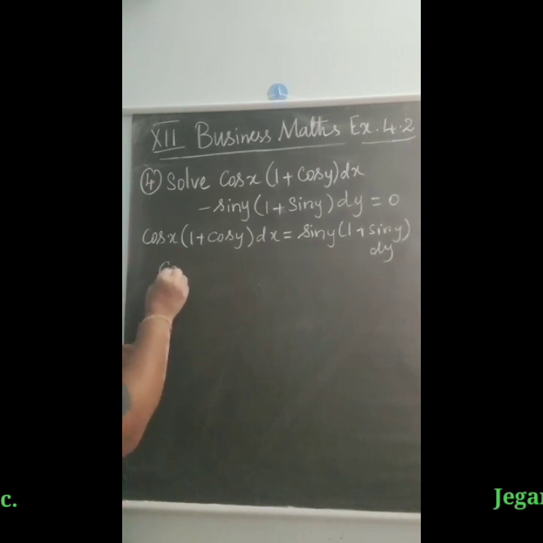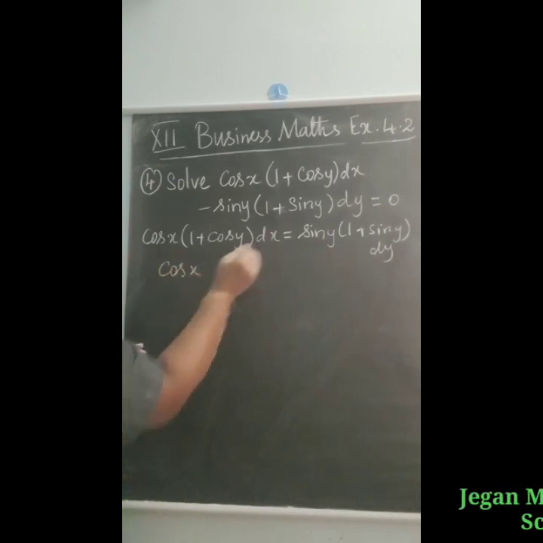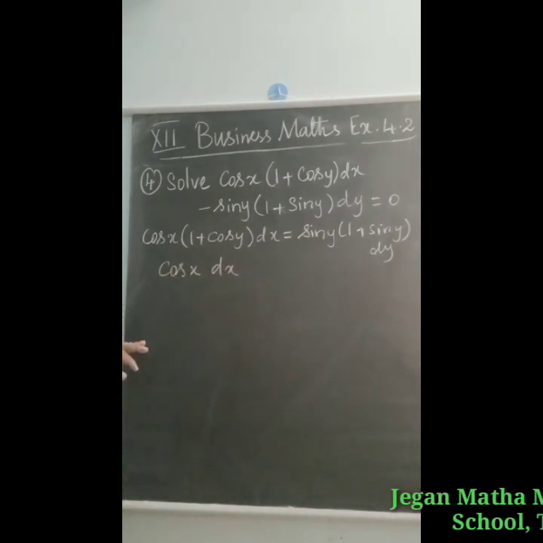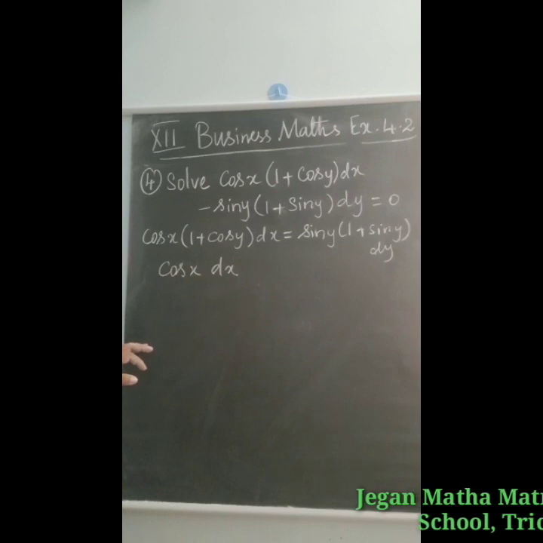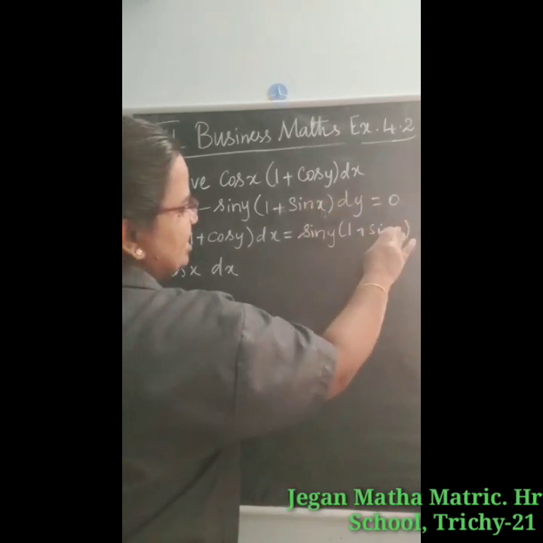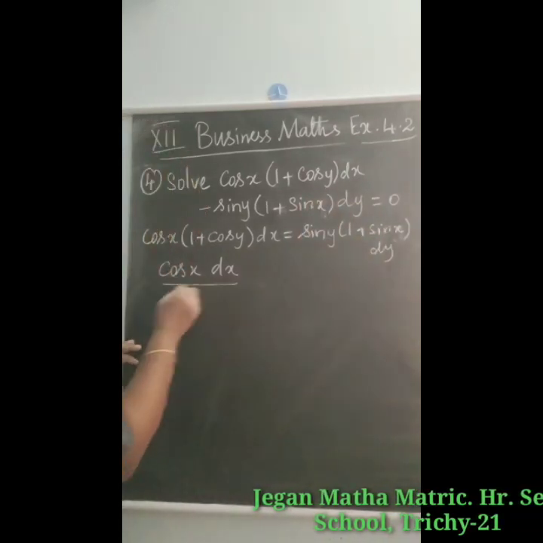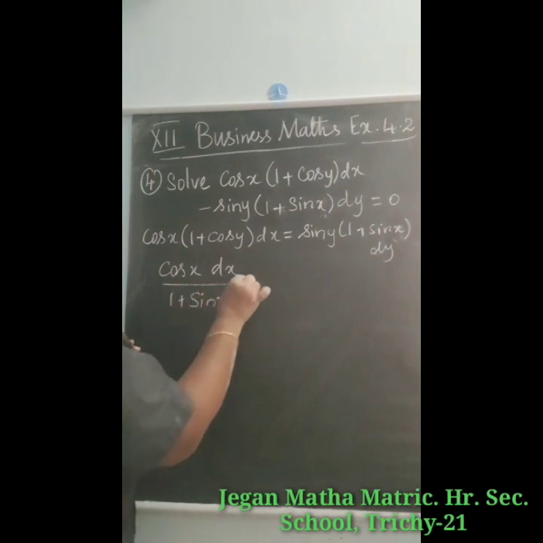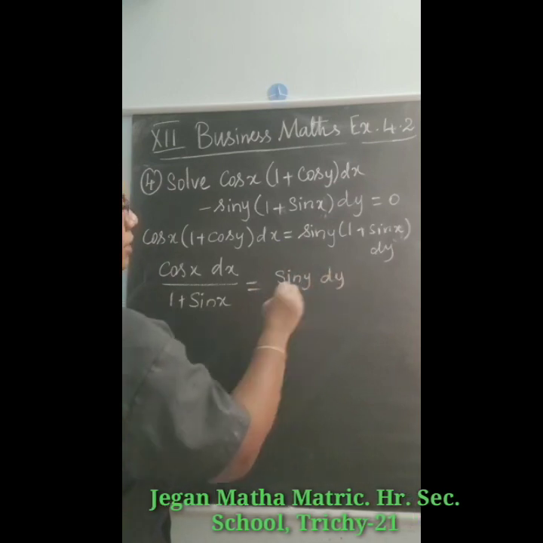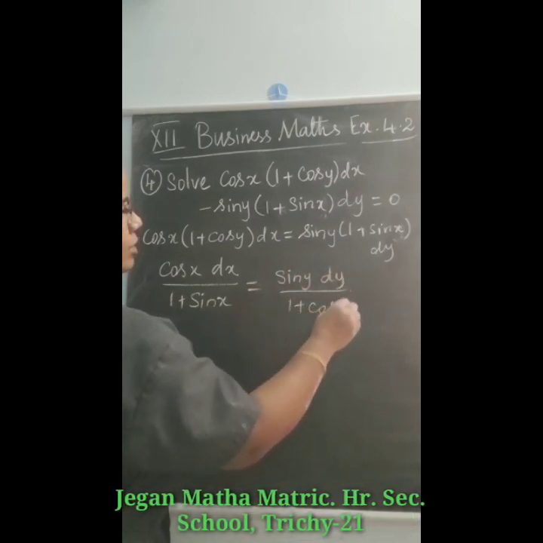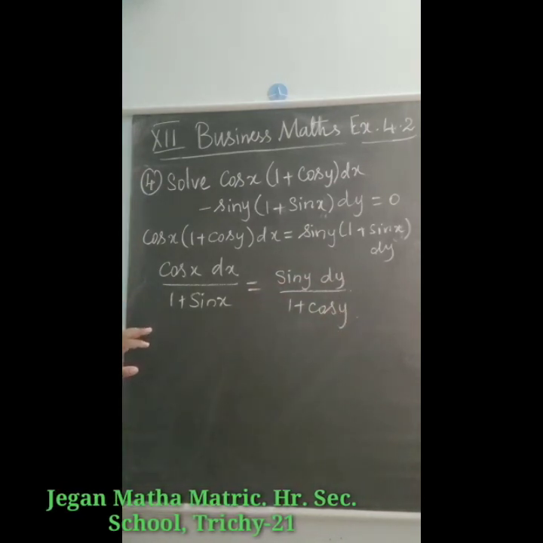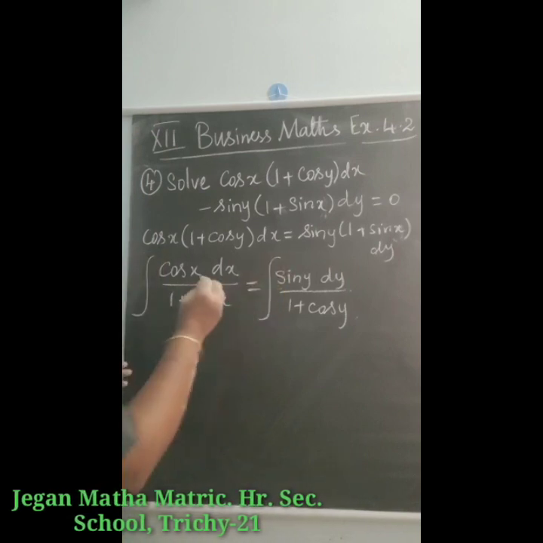We will get cos x dx over 1 plus sin x, sorry, here 1 plus sin x, is equal to sin y dy divided by 1 plus cos y. So now we have separated the variables. Now we have to integrate on both sides.